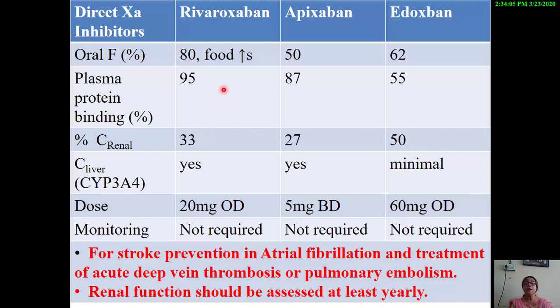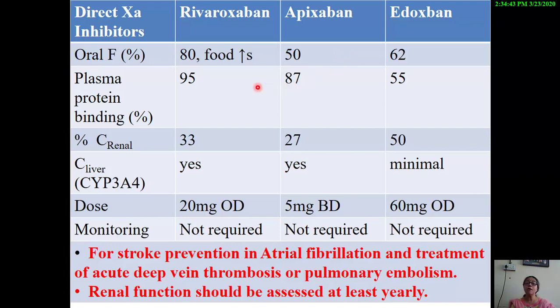Rivaroxaban has the highest oral bioavailability, which is about 80%, followed by edoxaban, followed by apixaban, and that is 80, 62 and 50%. However, it has been observed that if you administer rivaroxaban with food, it improves the oral bioavailability of rivaroxaban, whereas in the case of apixaban and edoxaban, intake or simultaneous ingestion of food does not have any effect on the oral bioavailability of apixaban and edoxaban.